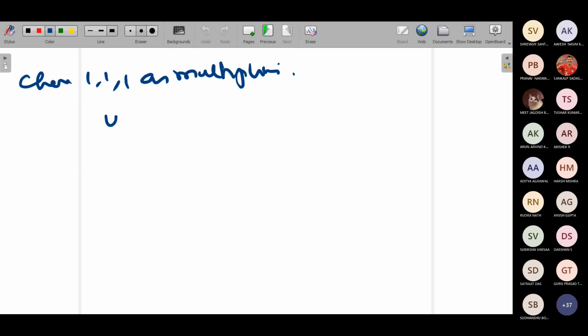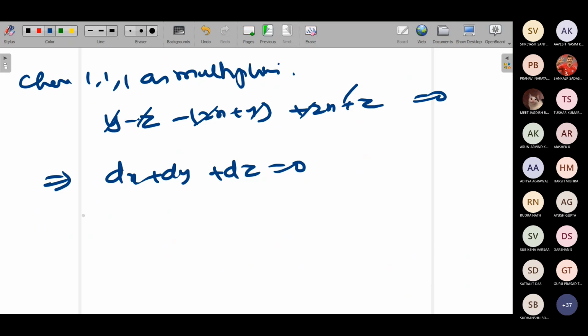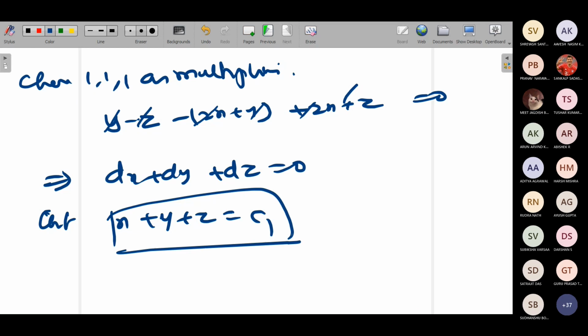So when you multiply this y minus z, I'm writing the denominator alone, minus of 2x plus y plus 2x plus z plus 2x plus z. Check whether it is getting 0: plus y minus 2x plus 2x plus z is equal to 0. So directly I'll write it. So this implies dx plus dy plus dz equal to 0. So on integration, we get x plus y plus z is equal to some c1.